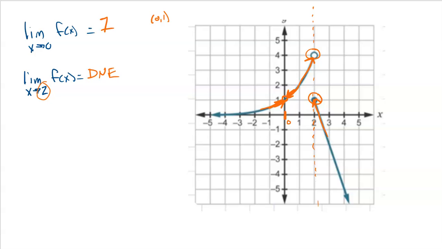Remember, that's the definition of a limit. For a limit to exist, you have to be approaching the same number from both sides. And on the left side, I'm approaching 4. On the right side, I'm approaching 1. Well, it's not matching up. So it's a great example of a limit that does not exist.